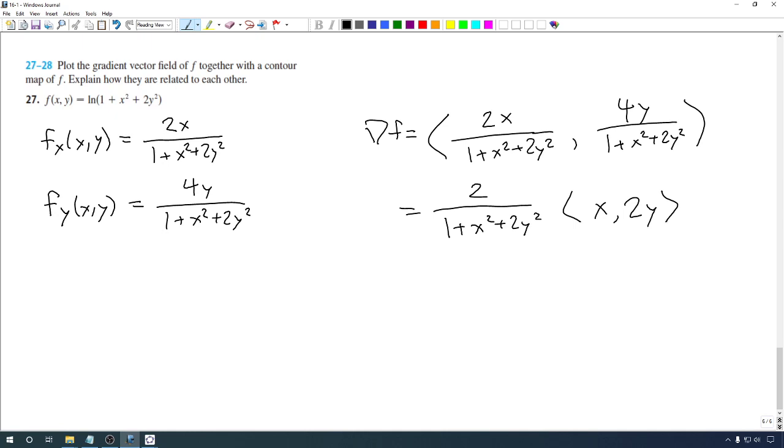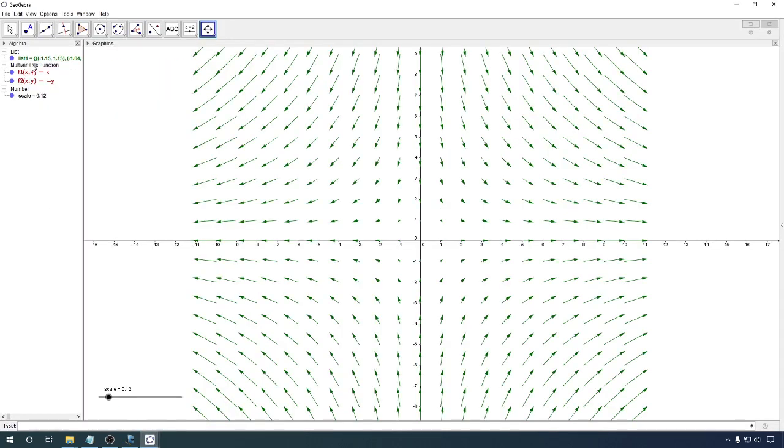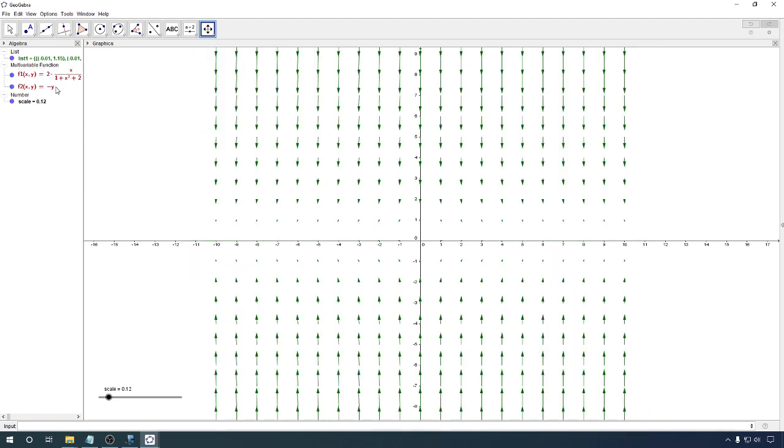Now, that's not going to help us graph this because we are going to have to plot this in terms of the component functions, because that's the way I actually have this set up. So my first component function, remember, was 2x divided by 1 plus x squared plus 2y squared. My second component was 4y divided by 1 plus x squared plus 2y squared.